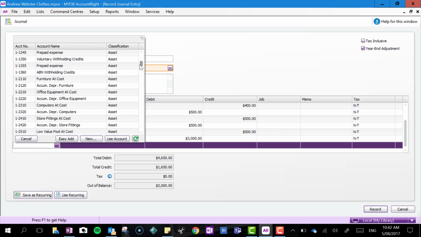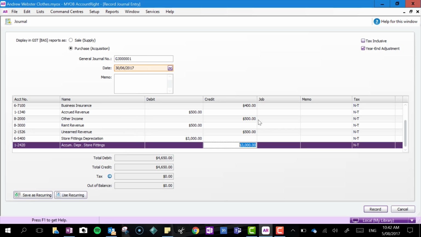Other side of that is accumulated depreciation, which is a negative asset. So we need to find, see here, accumulated depreciation. Office equipment is not it, it's store fittings. And that'll be 3,000, the credit. That's a big journal entry. Once you've finished all that, we're going to push record.